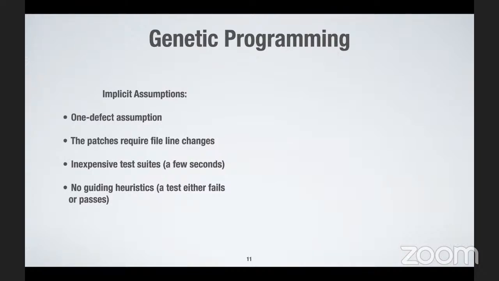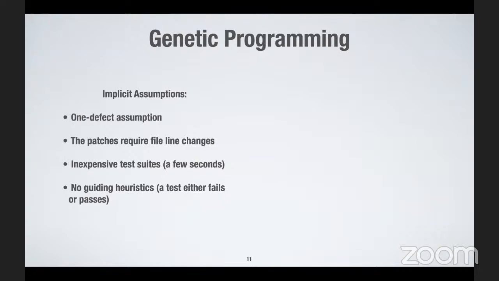And also, the most critical one for us is that the test suites in traditional scenarios are very cheap. They can be executed in a fraction of a second. So if you have to execute a test suite multiple times to evaluate multiple patches, it would take only a few seconds to get the overall feedback.